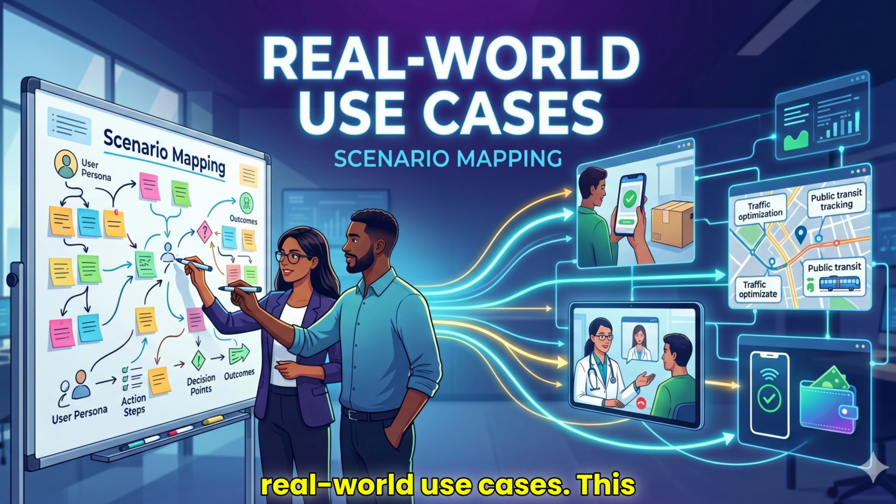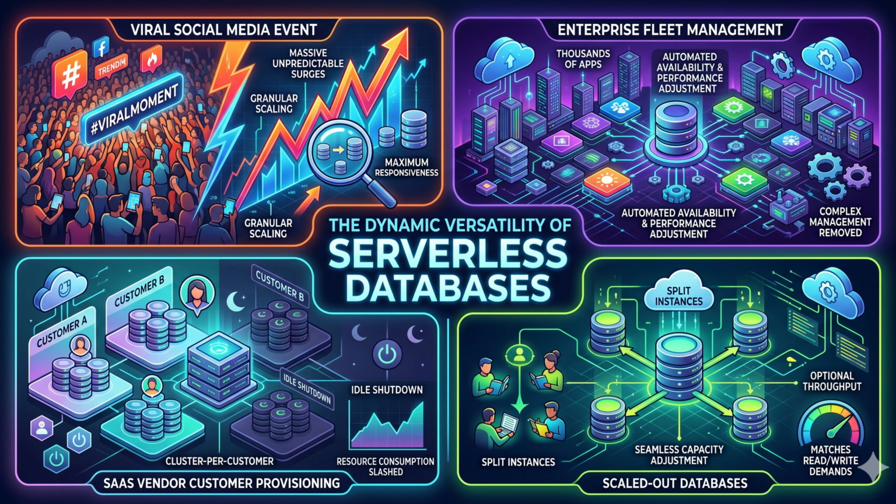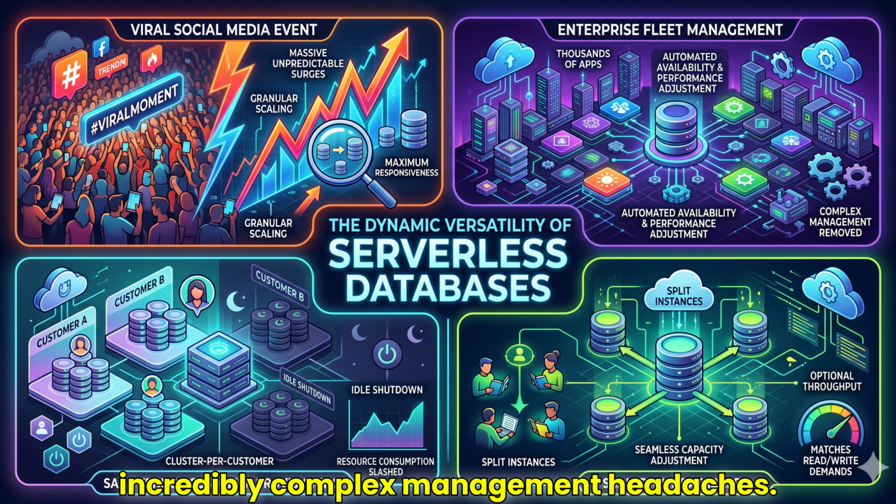Section 3. Real-world use cases. This technology is incredibly dynamic across completely different scenarios. Take a viral social media event, for example. A serverless database scales granularly to handle massive, unpredictable traffic surges without dropping responsiveness. Or look at enterprise fleet management. For companies running thousands of apps, the database automatically adjusts availability and performance based on individual app demand, which removes some incredibly complex management headaches.